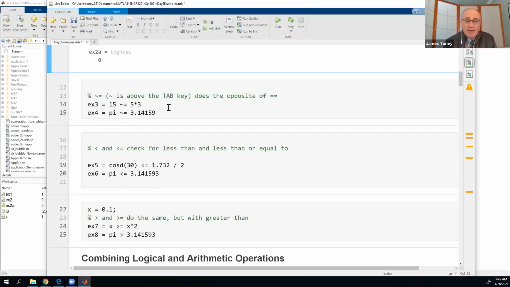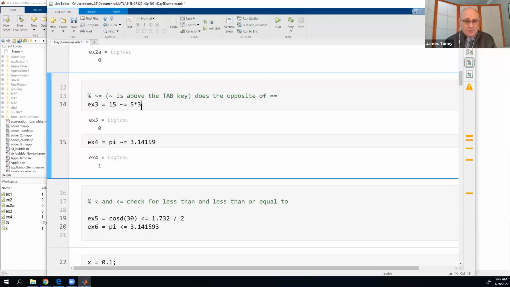All right, you can also do a not equals. It's easy to get the logic mixed up in your head when you're using not equals, but you're asking, is it true that 15 is not equal to 5 times 3? That is not true. They are equal. So when I ask if they're not equal, I get a false. Is it true that pi is not equal to 3.14159? Yes, that's true. They're not exactly equal, so I get a true.